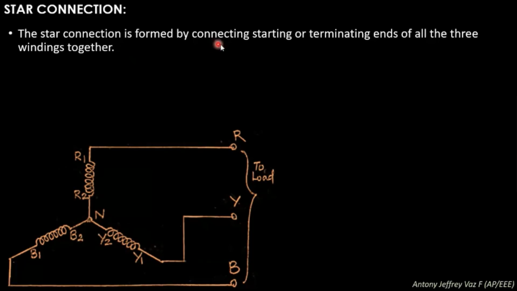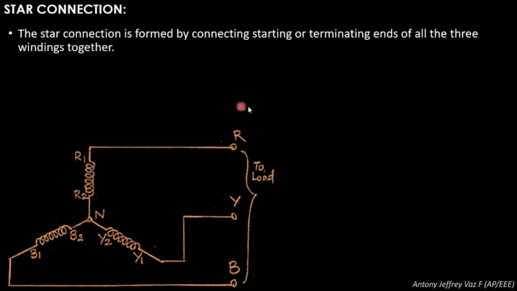The star connection is formed by connecting the starting or terminating ends of all three windings together. This one is the star connection. You saw in the previous figure R1, R2, Y1, Y2, B1, B2 are the three phases, and these three phases are connected together. That is, the last ends R2, B2, Y2 are connected together to form one single point. Similarly, the other free ends R1, B1, Y1 are taken out and the three-phase supply is formed. This RYB is known as the three-phase supply which is delivered from an alternator.